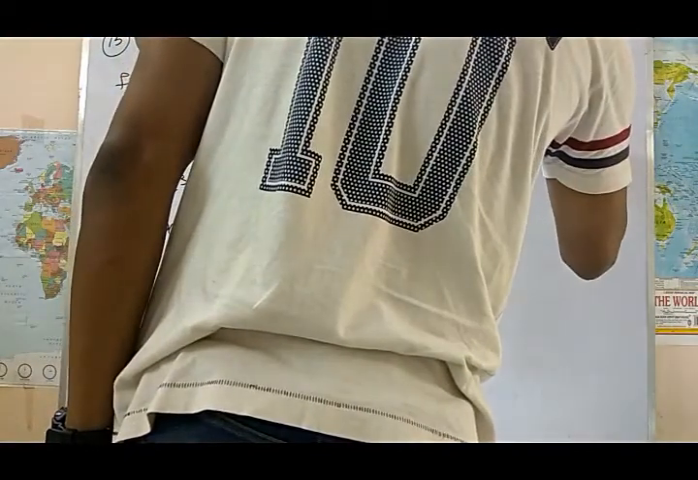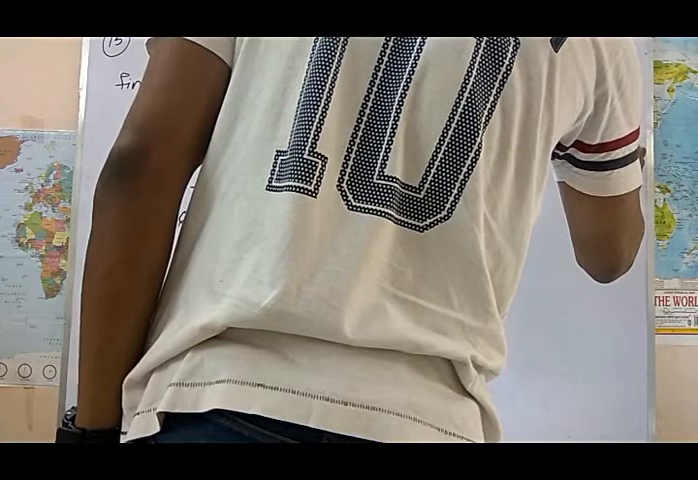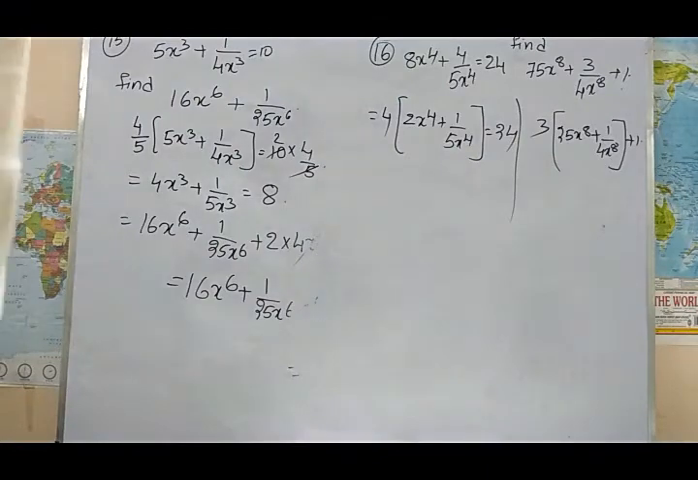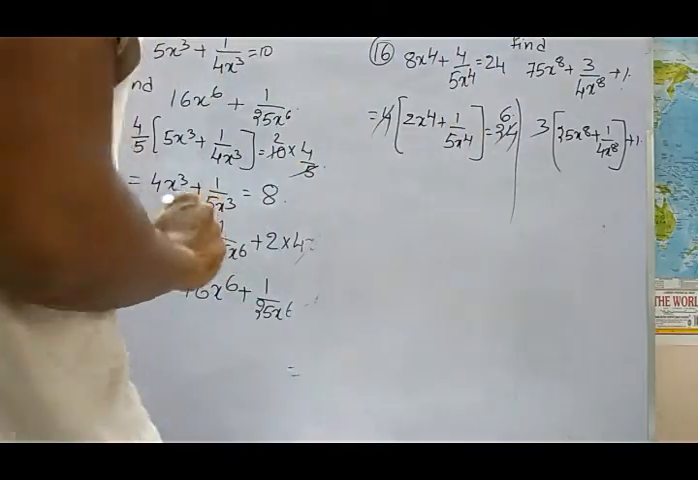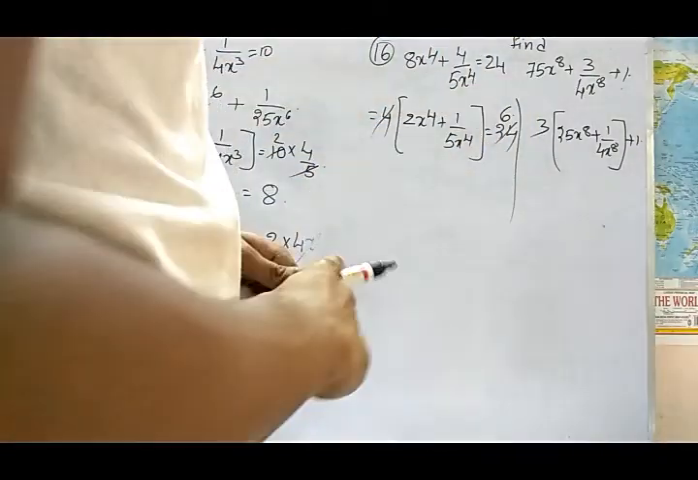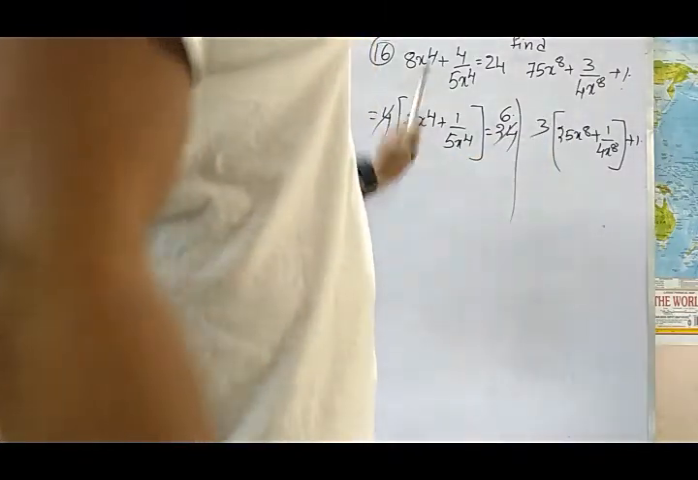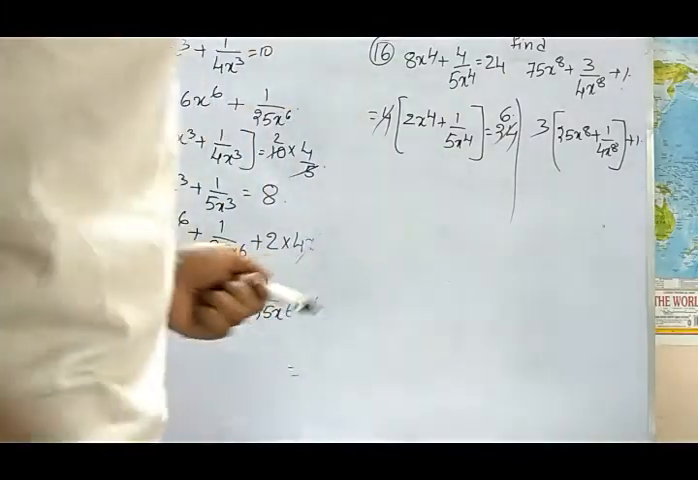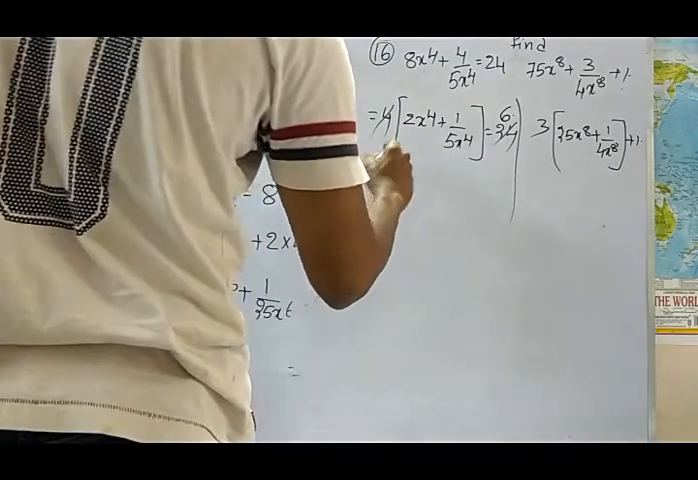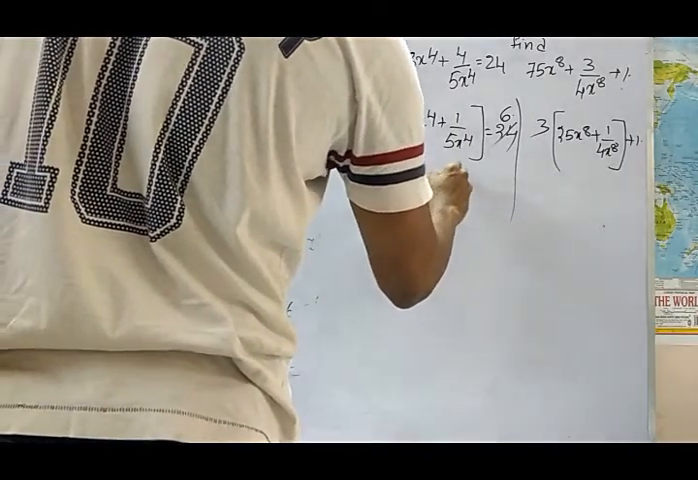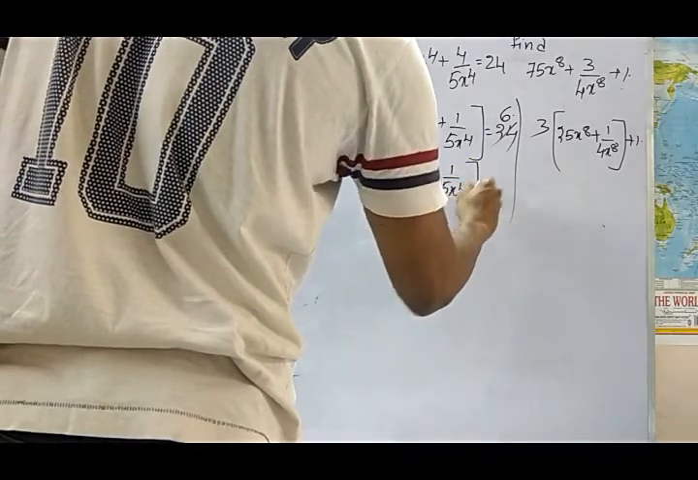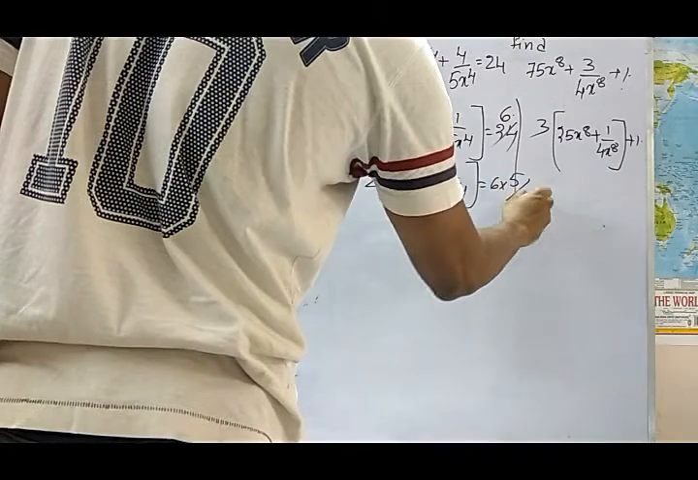Take 3 common. What do we have? 25 x power 8 plus 1 by 4 x power 8 plus 1. See here, 4 we need to multiply, cancel with it. 6 4s are 24. But even then, we didn't get the required question. What is here? 25. What is here? 2. So what we need to do? We need to multiply with 5 by 2. So multiply it with 5 by 2 on both sides. 5 by 2 into 2x power 4 plus 1 by 5x power 4 equal to 6 into 5 by 2. 2 gets cancelled in 3 times.